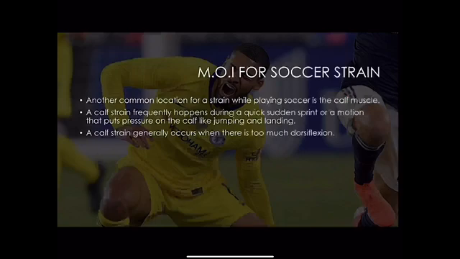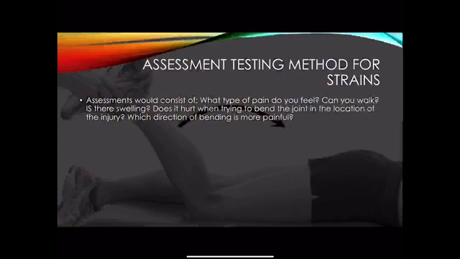You do a lot of header balls in soccer, and there's actually a lot more jumping than you would expect. It generally occurs when there's too much dorsiflexion. So when the toes are being pointed too high up, that's a sign or a potential cause for a strain in the calf. So assessments that you'd want to do for strains are similar to that of sprains.